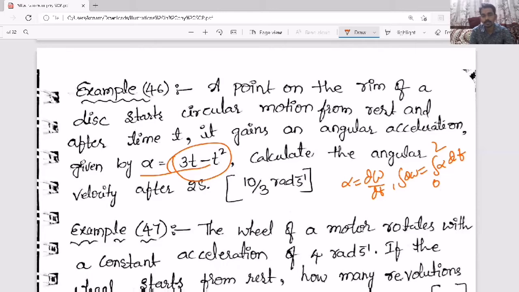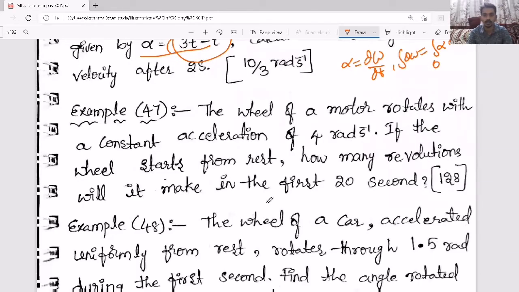So if you substitute and go for the integration, then you will get the answer. This way, they can ask similar questions like in kinematics. But there, the question is based on linear quantities. Here, the question will be based on angular quantities.